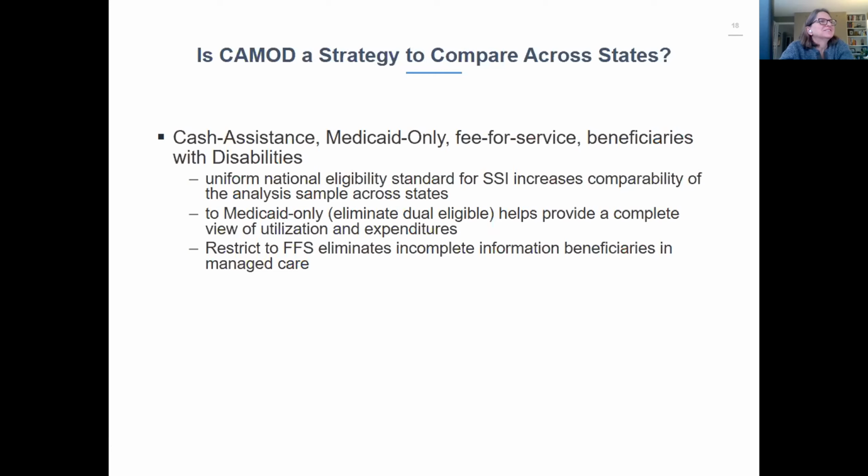So other people have suggested there's things called cash assistance, Medicaid only, fee-for-service beneficiaries with disabilities, and I don't know if CAMOD is pronounced one way or another. This is the idea that we can actually get a group that is exactly the same across states. The problem is that the percentage of people who are in this category may be very, very small, so that yes, we can compare. So it's Medicaid only, it isn't dual eligible, we will get a complete view of utilization and expenditures, restricting to fee-for-service eliminates incomplete information. But what you are going to have to ask is, are we actually looking at 1% of the people?